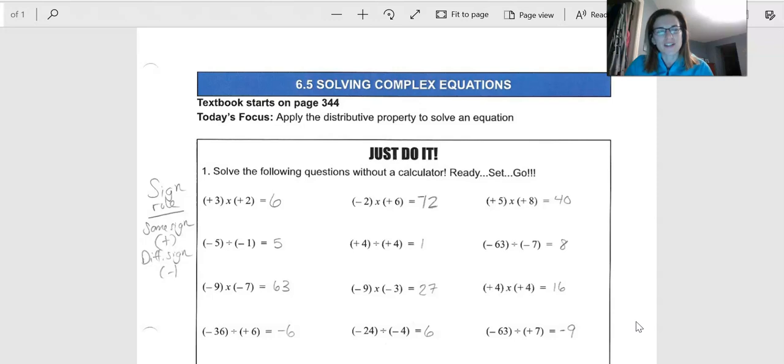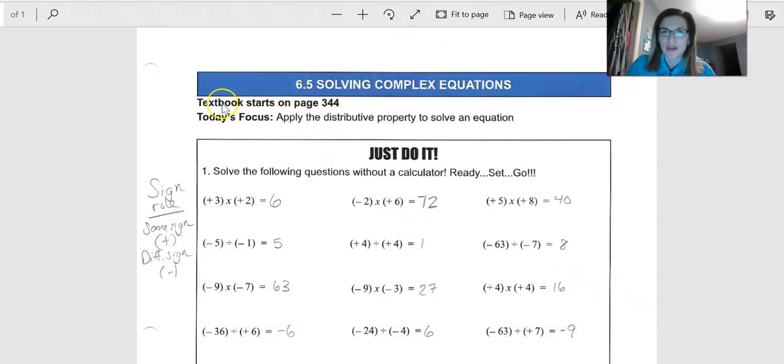We're starting up section 6.5 today, solving complex equations. This section is very similar to section 6.4, where you were using the distributive property to multiply within the brackets and expand things out, except now we're given a value for the total equation, and so we can use that to actually solve for x. This is going to be kind of like a big review of what we've done already in this unit.